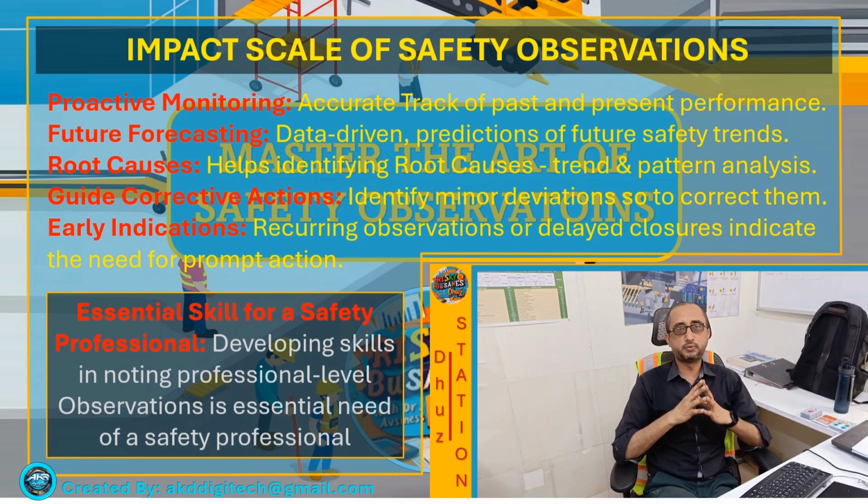Now, beyond noting these observations, one should have a very good idea that these observations are a very powerful tool in HSE management. Basically, these observations are our complete track record of past, present, and future performance history. These observations help us in identifying the root causes if we face any significant or persistent deviation or problem in our system. At the same time, they guide us toward corrective actions if there are any minor deviations in our system, so that our systems are always consistent and sustainable.